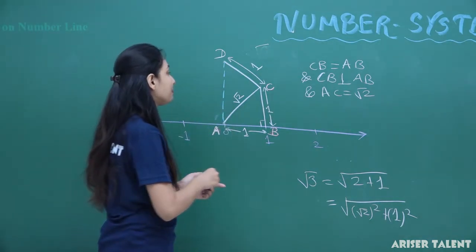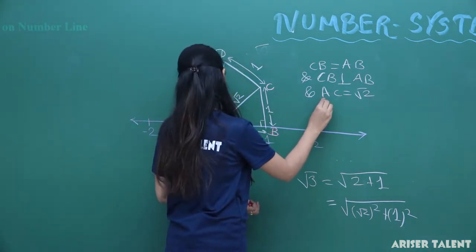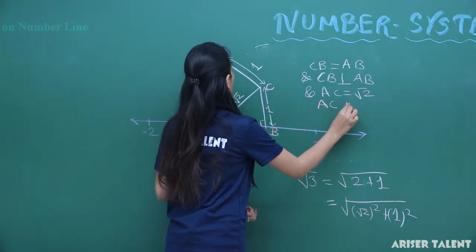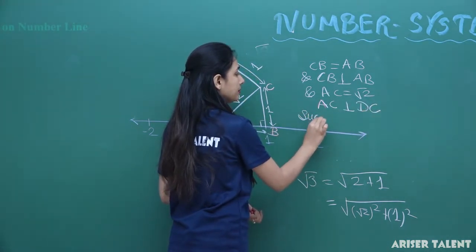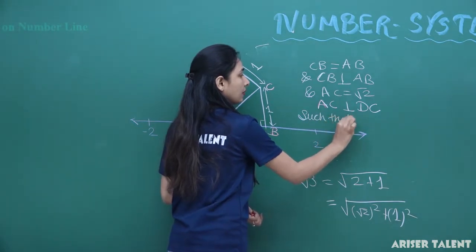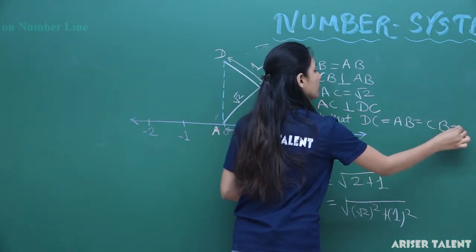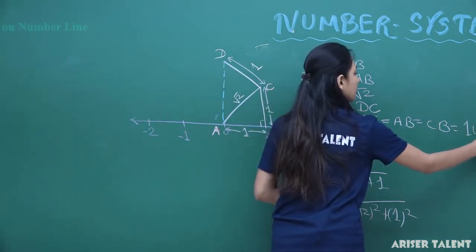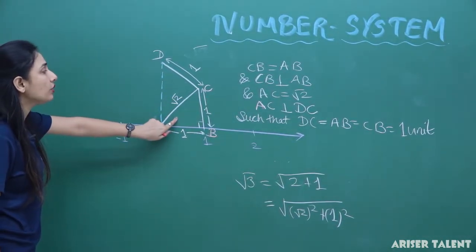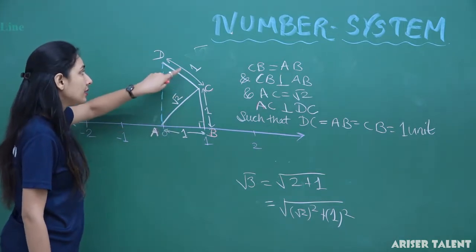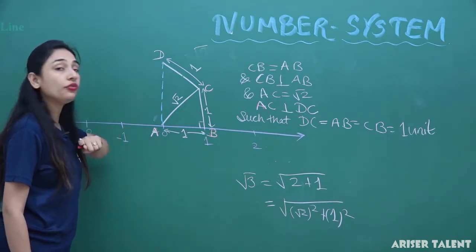What I have done, I have drawn AC perpendicular to DC such that DC equals AB equals CB equals 1 unit. So this DC is first perpendicular to AC, and second, it is of unit length, just as in the case of BC and in the case of AB.